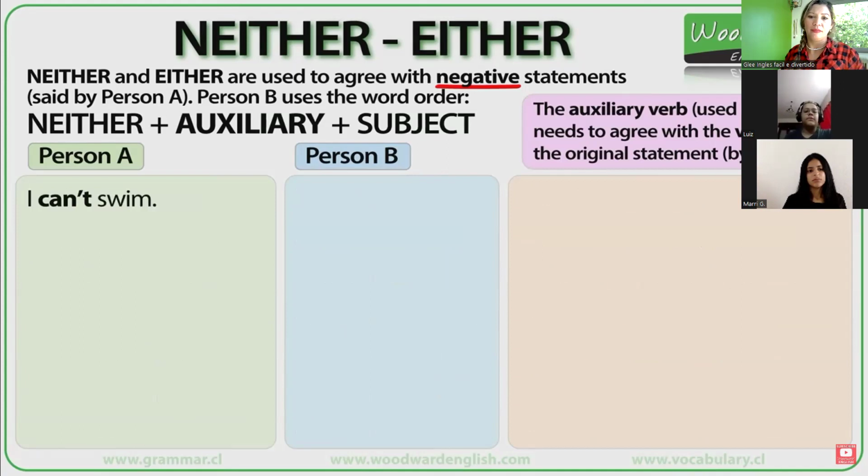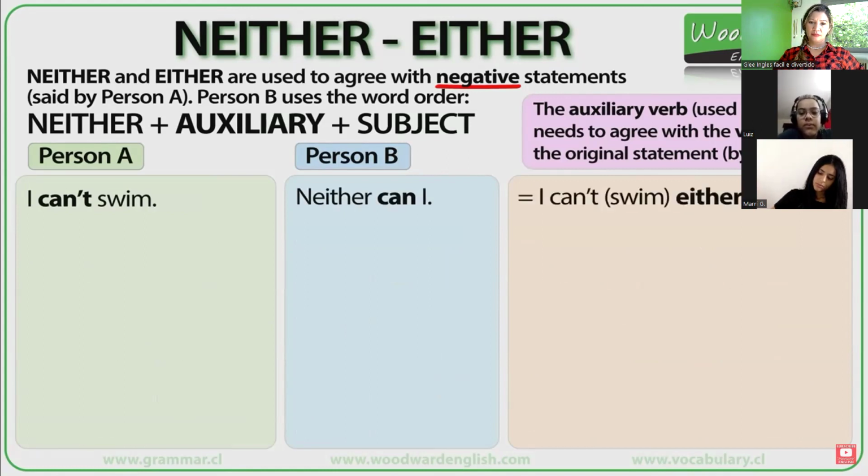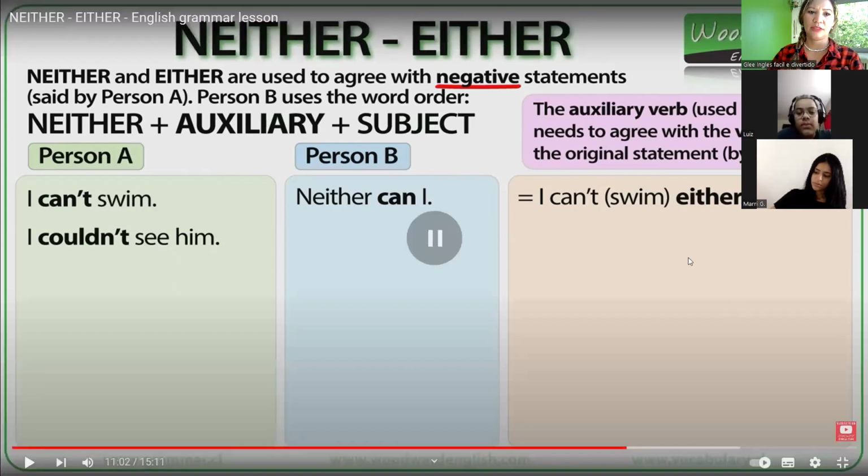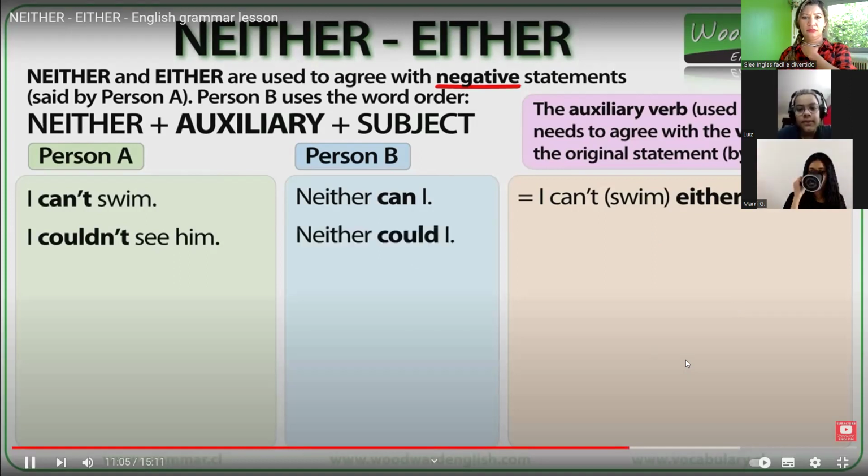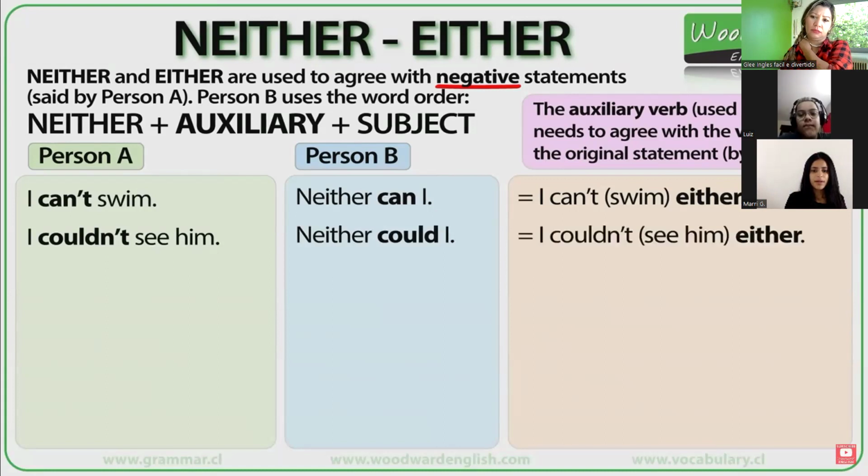I can't swim. This has the modal verb can in its negative form, so we also use the modal verb can in the response. We say, neither can I, which means I can't swim either. I couldn't see him. If the first part has the modal verb could, then the response needs the modal verb could too. Então, vocês estão percebendo. Então, primeiro vem o neither, depois o auxiliar e depois o sujeito. Say, neither could I, which means I couldn't see him either.